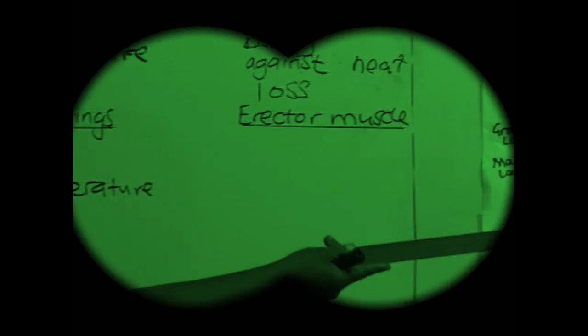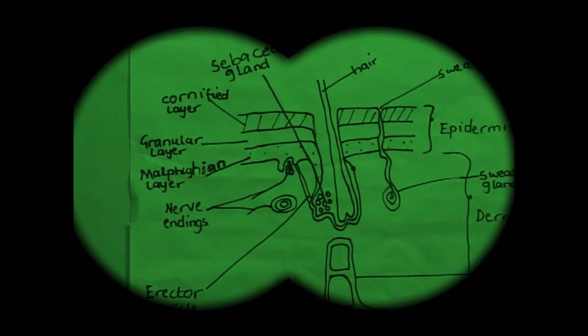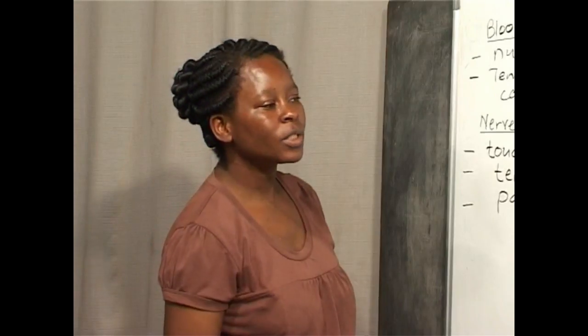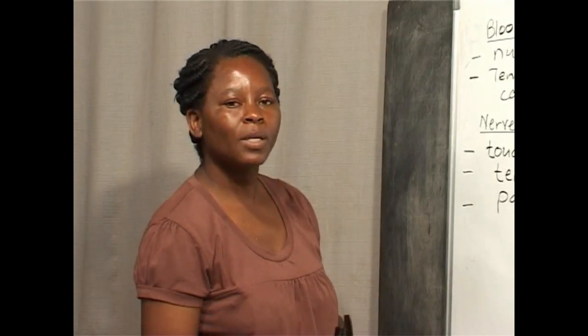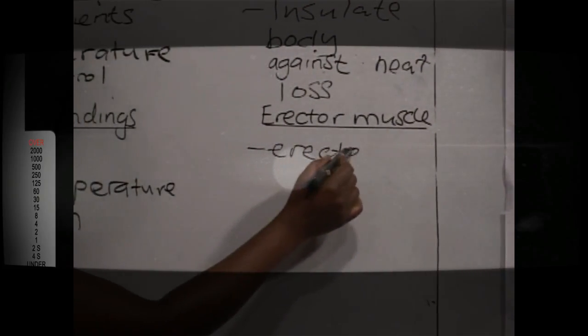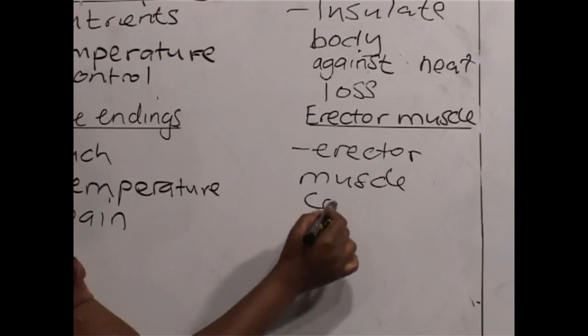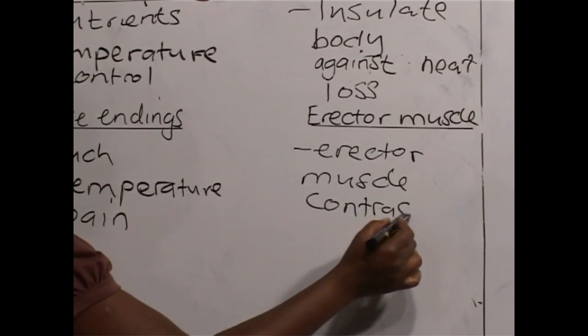Then we have this erector muscle here. The erector muscle again is important because it can contract depending on whether the temperature is very cold or hot. So the erector muscle can contract and relax depending on the temperature of the environment.